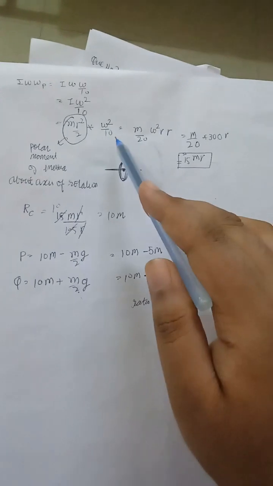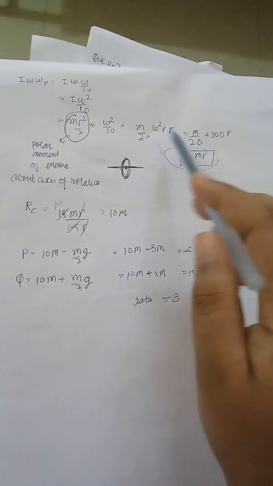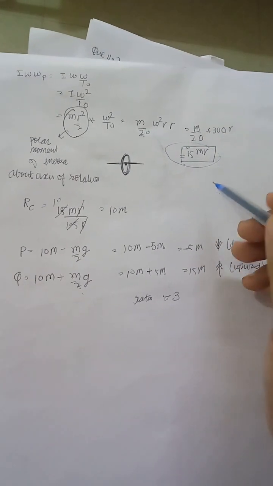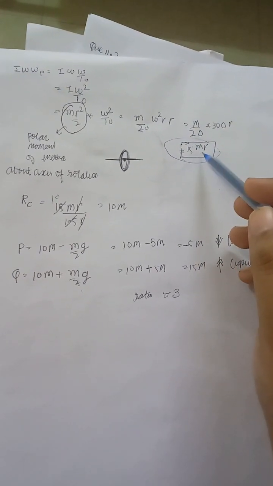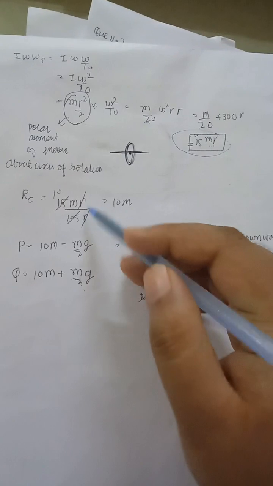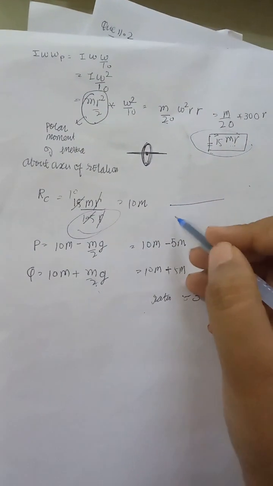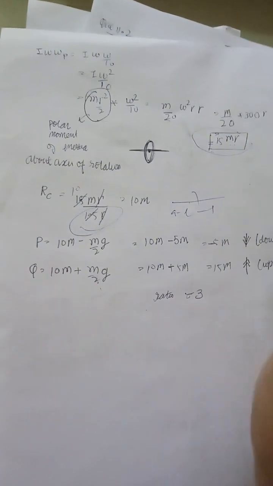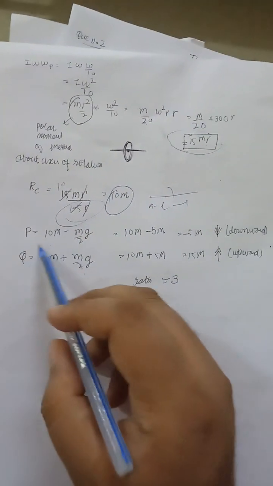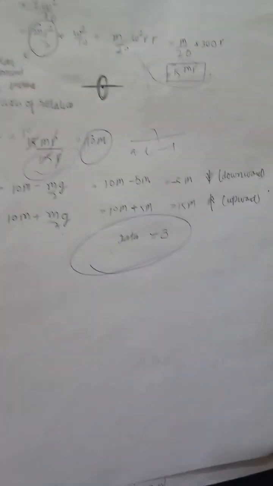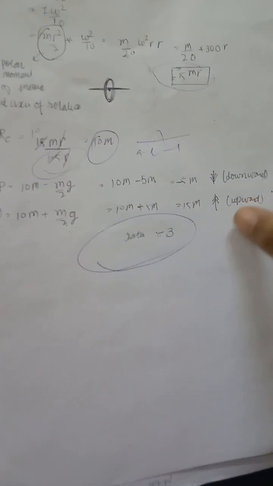I omega omega p, this comes out to be 15 mr, okay, 15 mr by 1.5 r, as I told. Length of the couple 10m. This comes out to be this. So this comes out to be minus 3, and yes, this answer is correct.